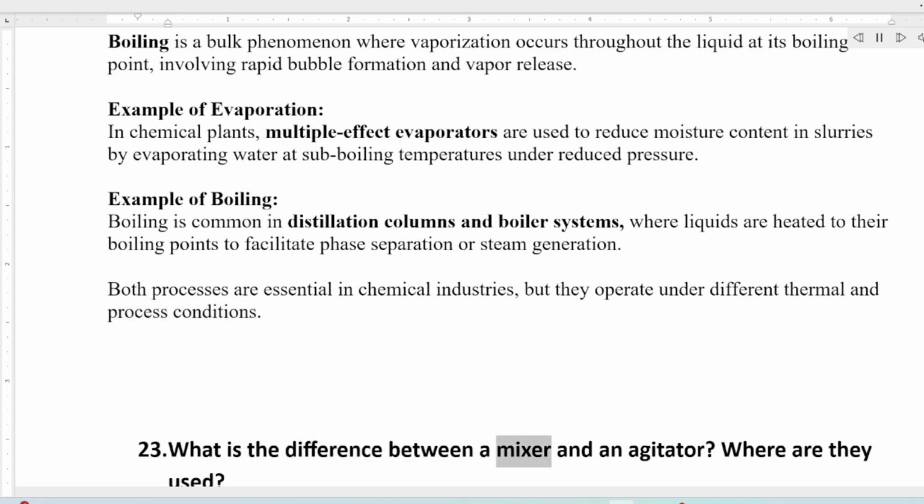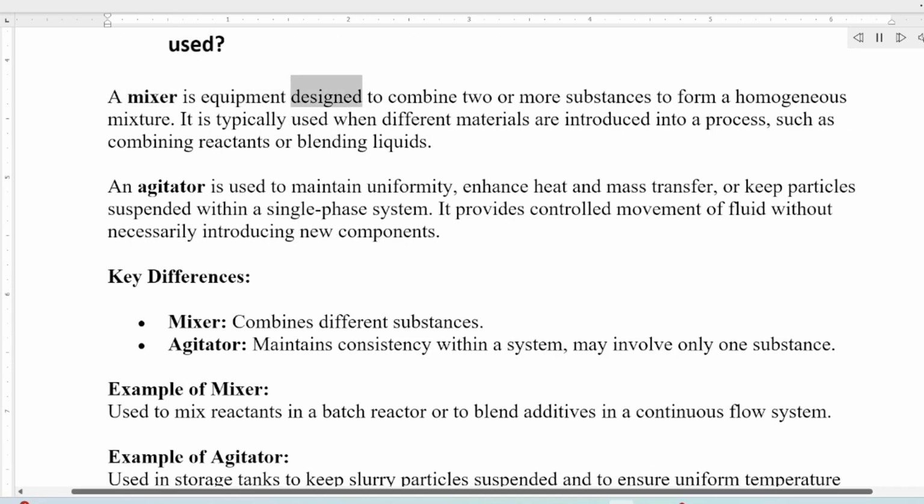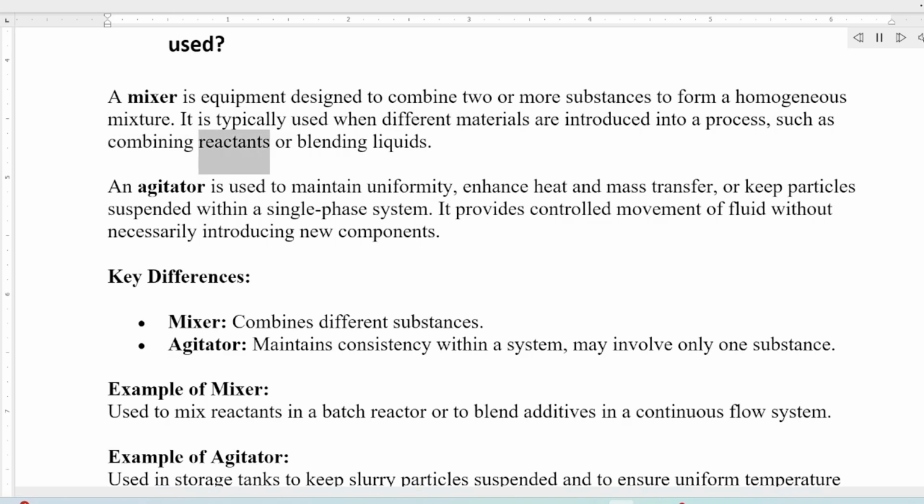What is the difference between a mixer and an agitator? Where are they used? A mixer is equipment designed to combine two or more substances to form a homogeneous mixture. It is typically used when different materials are introduced into a process, such as combining reactants or blending liquids. An agitator is used to maintain uniformity, enhance heat and mass transfer, or keep particles suspended within a single-phase system. It provides controlled movement of fluid without necessarily introducing new components.